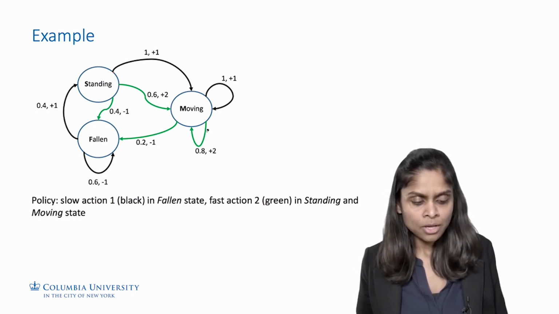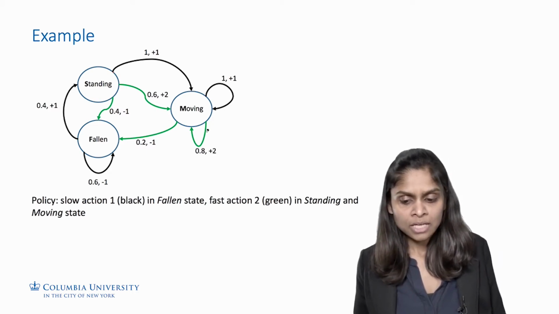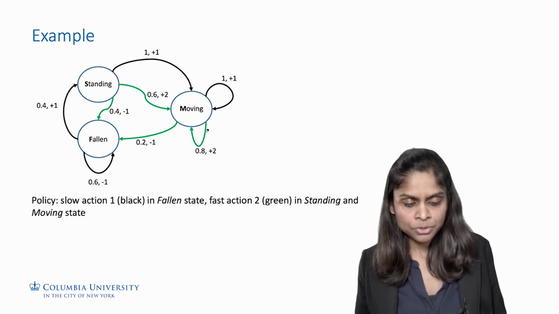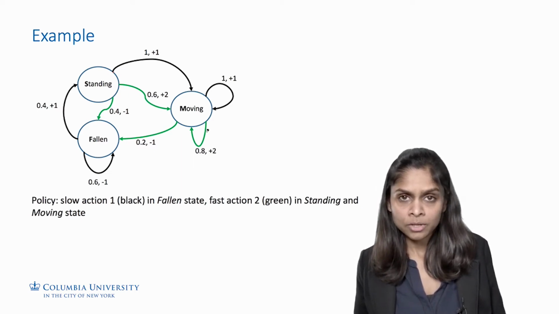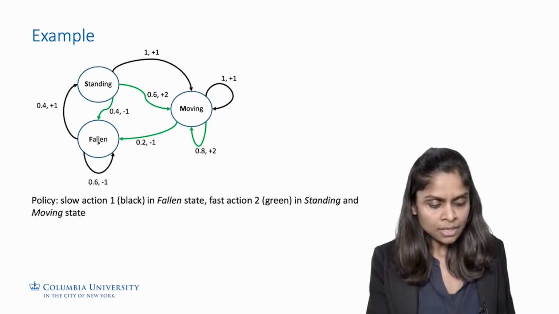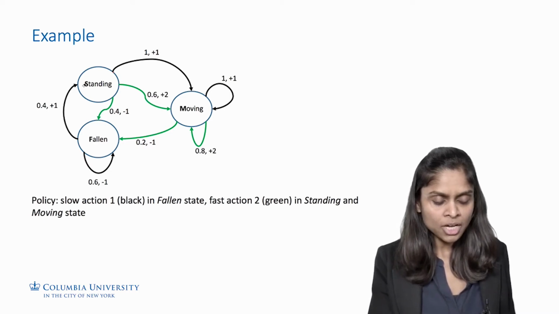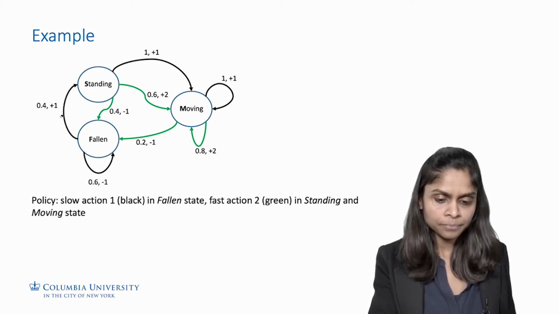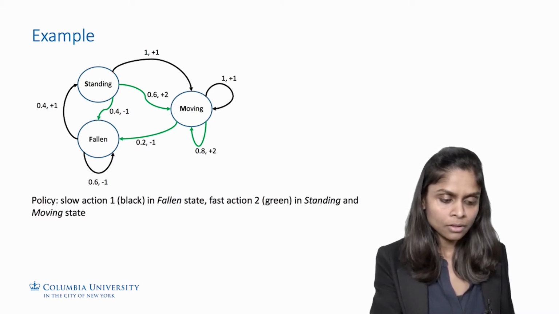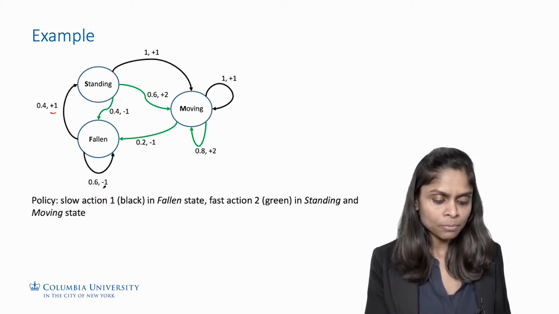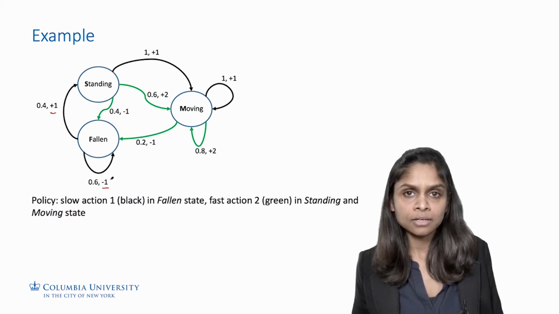Black arrows show what happens when the robot takes a slow action in every state, and the green arrows show what happens when the robot takes a fast action. So here, by taking a slow action in the fallen state, there is a 40% chance that the robot will be able to stand up and get a reward of +1. But there is also a 60% chance that the robot will fall back into the fallen state and get a reward of -1.